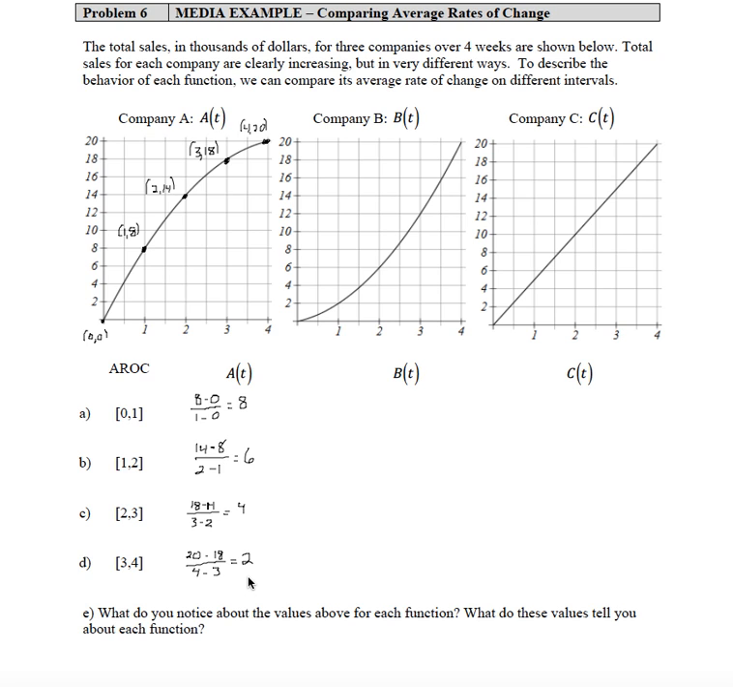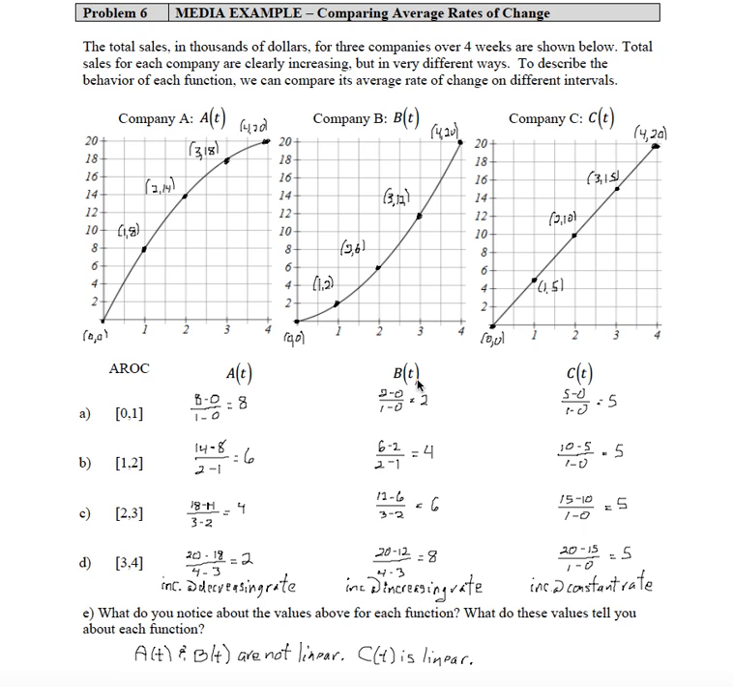So what we can say about function A of t is that it's increasing at a decreasing rate. So function A is increasing, but it's increasing at a decreasing rate because that's what these average rates of change represent. So again, pause the video here, do your computations for B and C, try to identify what you notice about the values for each function, and then turn the video back on and compare your results.